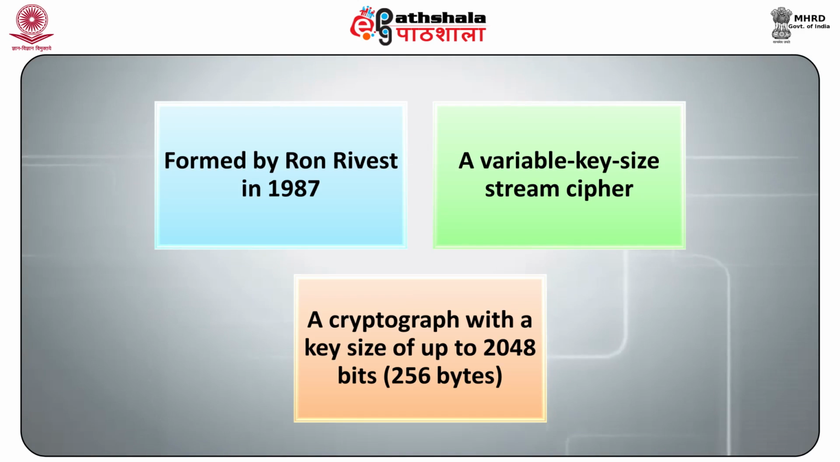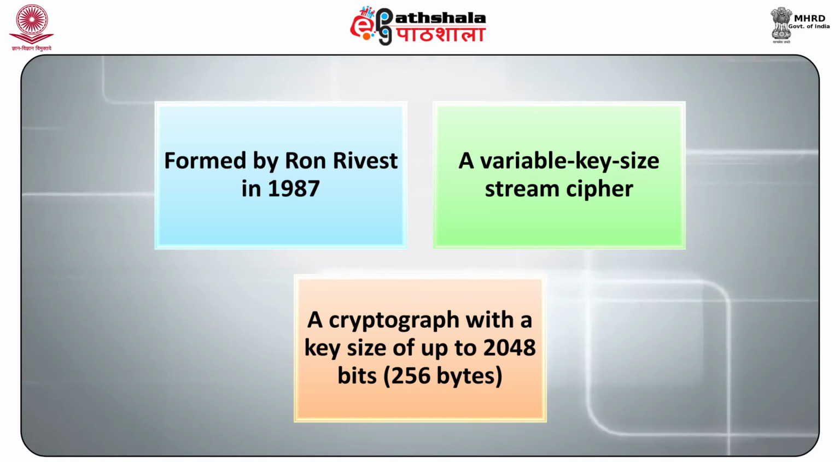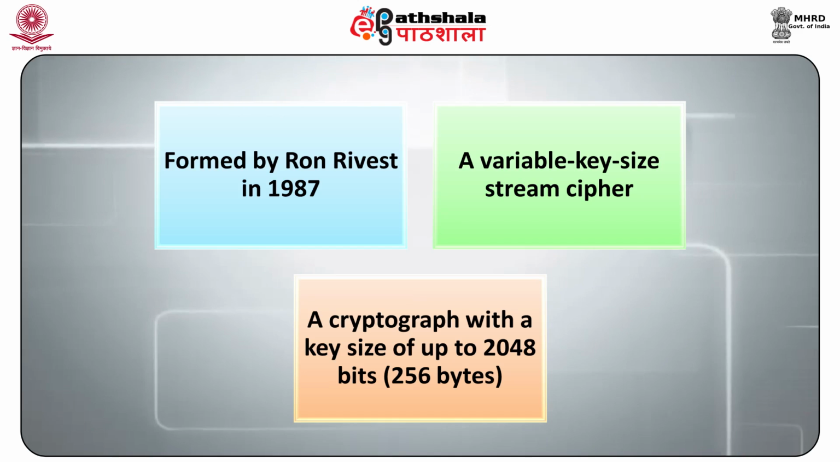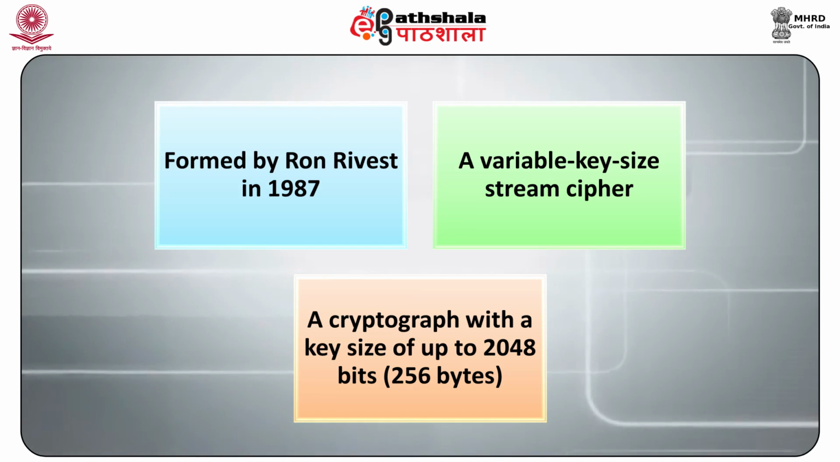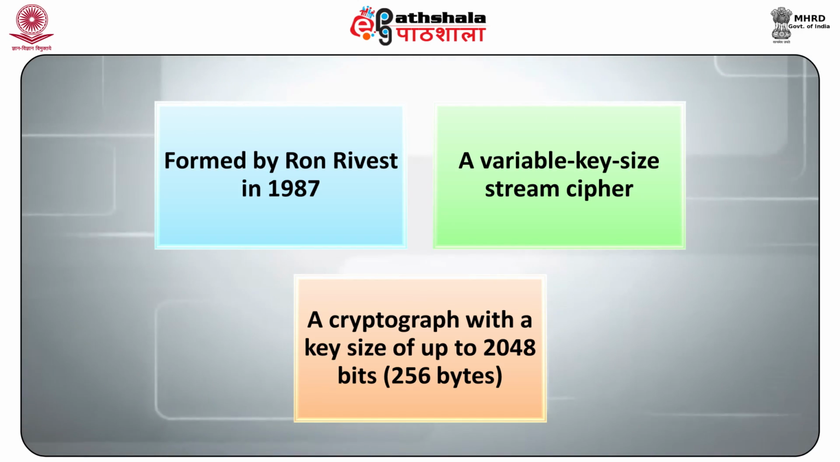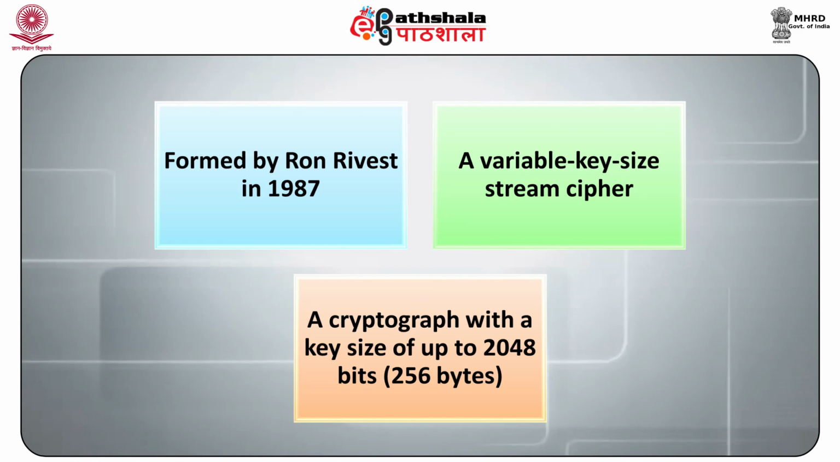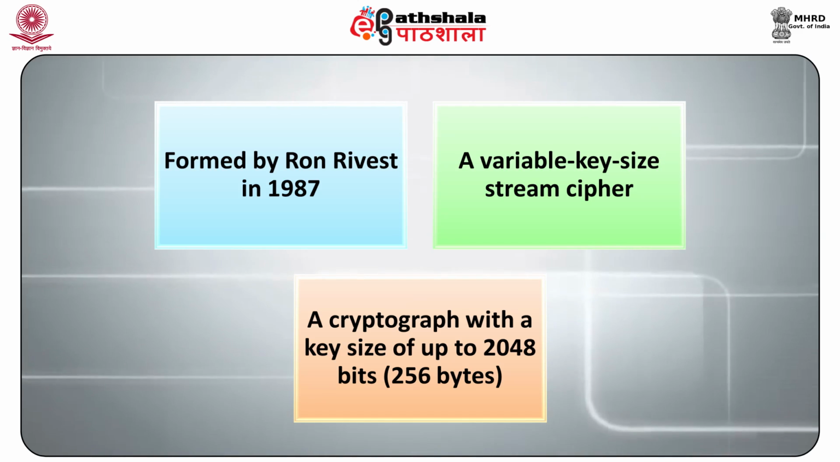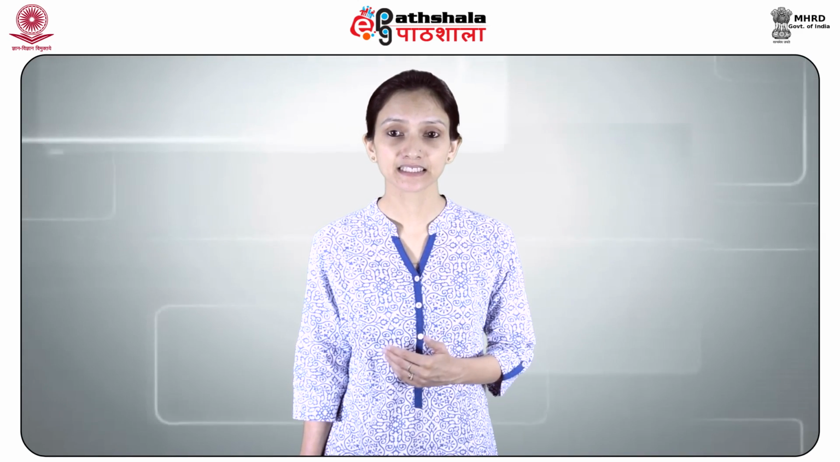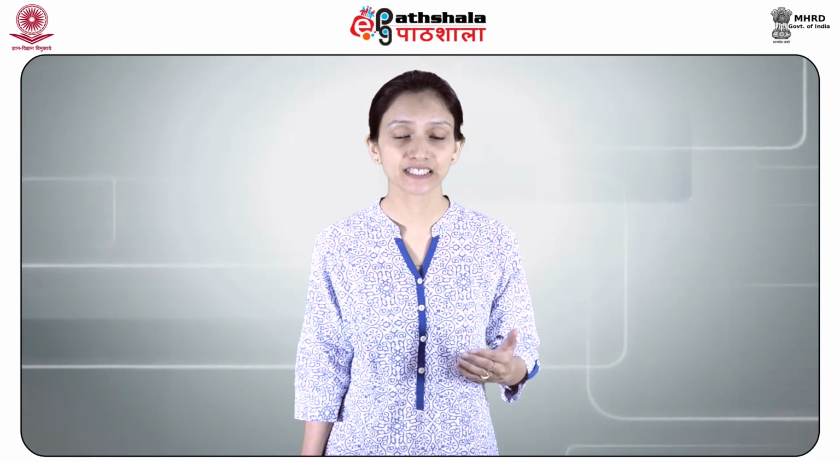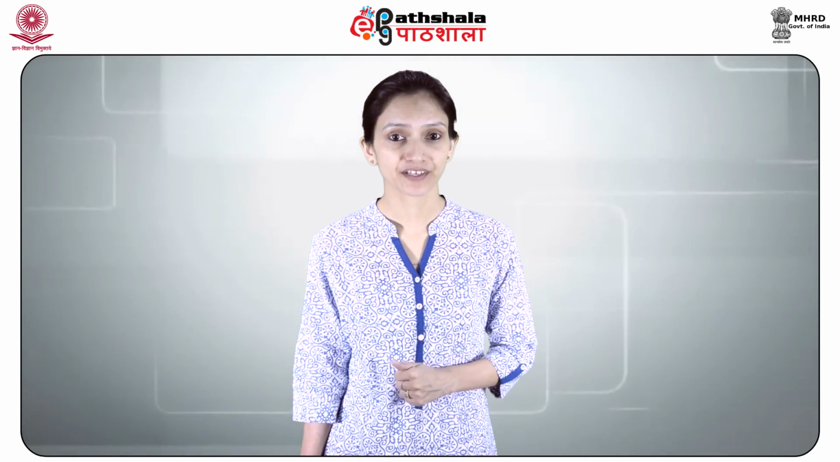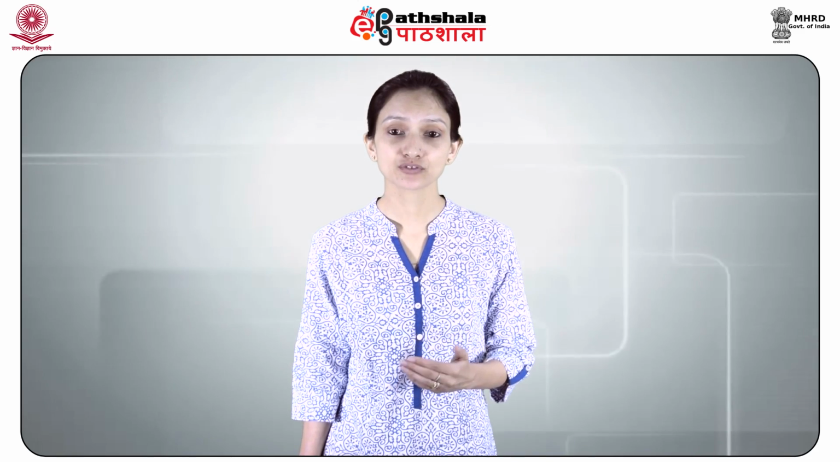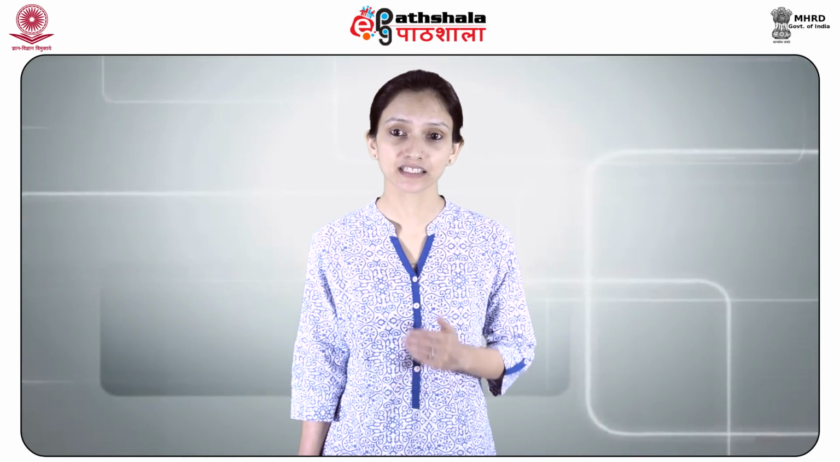RC4. RC4 was created by Ron Rivest in 1987. It is a variable key size stream cipher. It is a cipher with a key size of up to 2048 bits, that is 256 bytes. This technique is very quick. Its security is unknown, but breaching it does not look trivial either.